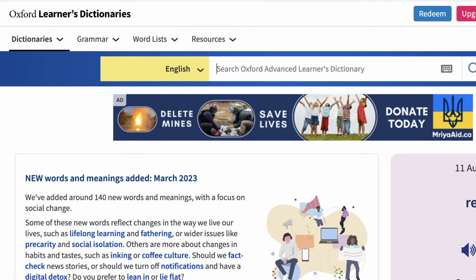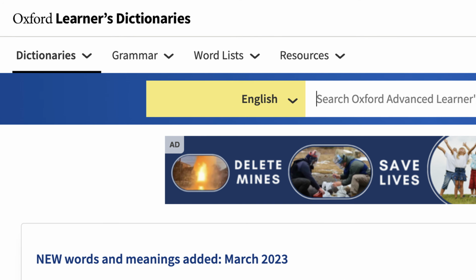Today we're diving deep to learn how to use the Oxford Advanced Learners Dictionary effectively to take your English to the next level. Hey, my fellow English learner!